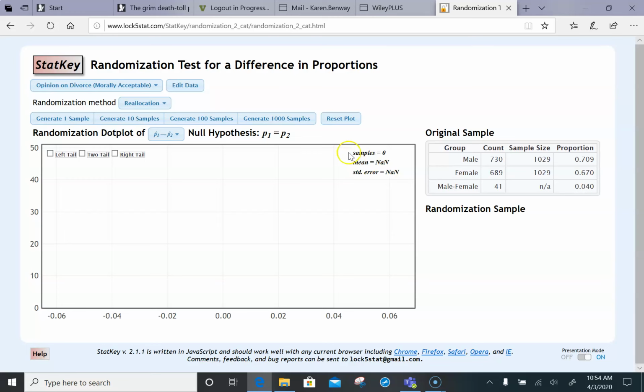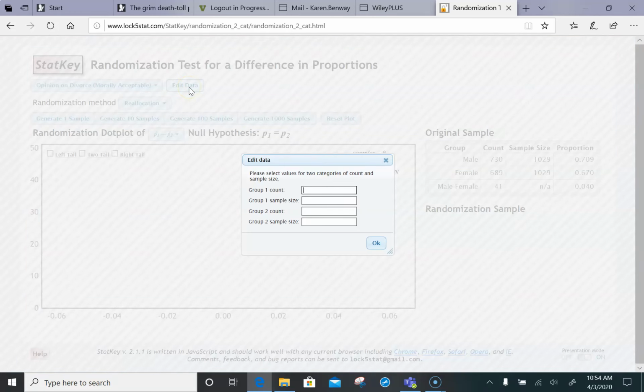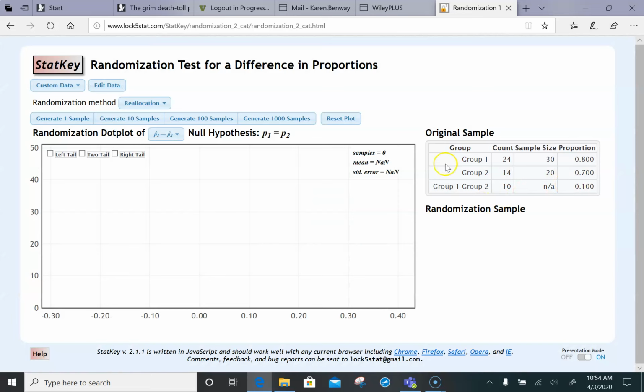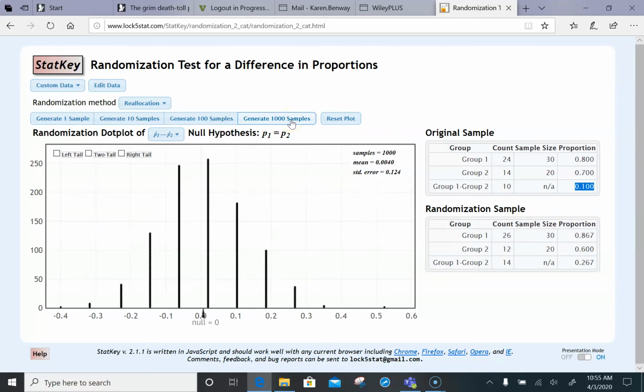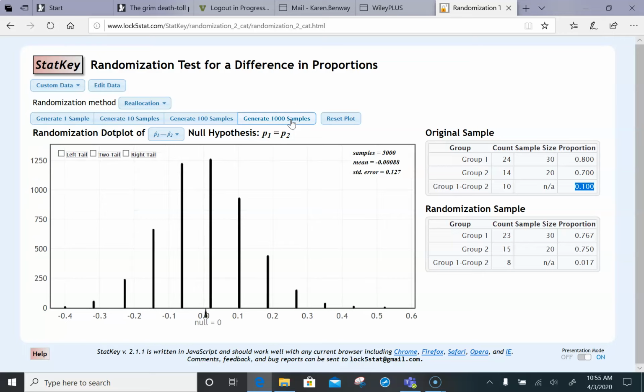Before I can generate my distribution, I need to edit the data to reflect my sample. In group 1, the count was 24 out of a sample size of 30. In group 2, the count was 14 out of a sample size of 20. So here in my upper right corner, I can see here's my sample statistic, the difference in proportions between the two groups in the sample. Now I'm going to generate my 1,000 samples, 2,000, 3,000, 4,000, 5,000 samples.